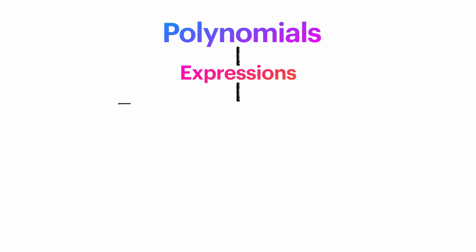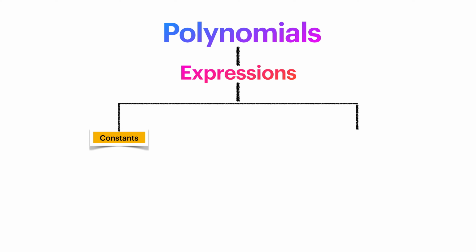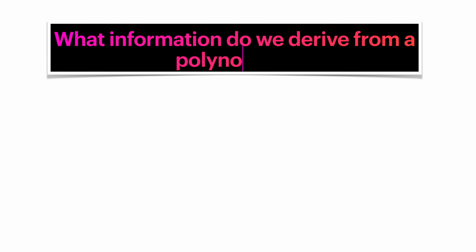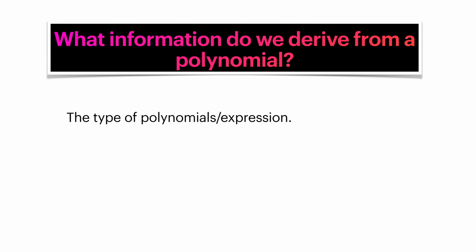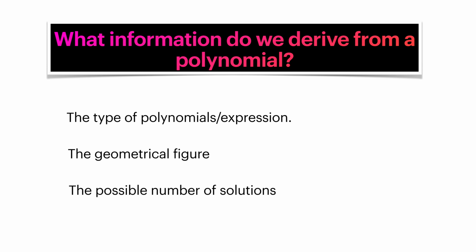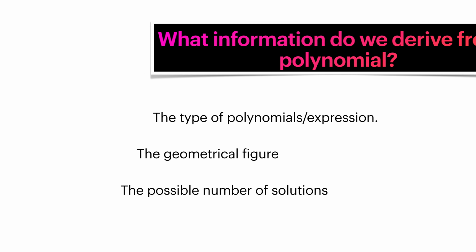So can we now say that polynomial is basically a type of mathematical expression that is made by taking into account constants and variables. Now that we know that polynomials are expressions, the question comes, what information do we derive from a polynomial? Well, the very first thing is that the number of terms tells us what kind of polynomial we can have, then what kind of geometrical figure it tries to represent, and then the possible number of solutions.